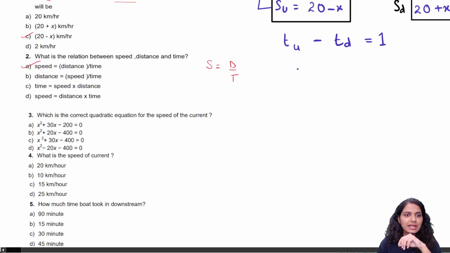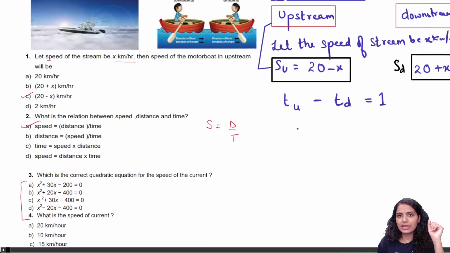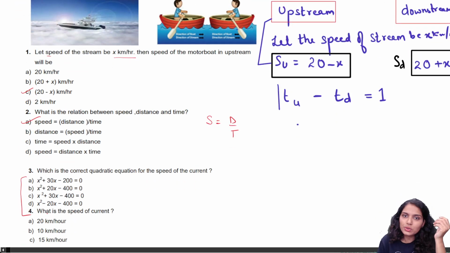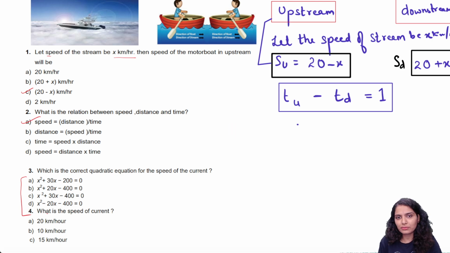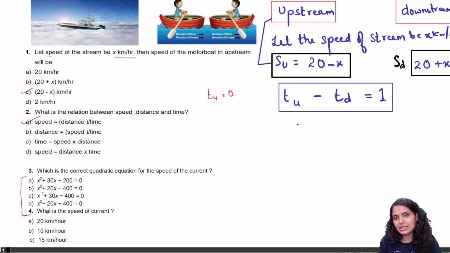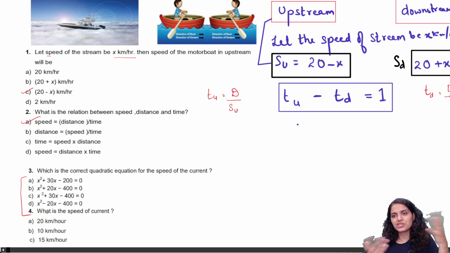Okay, let's see the next. Now we have to check for the equation, and that can be solved if we use this information and write our equation. So TU will be distance for upstream upon speed for upstream, and TD will be distance for downstream upon speed for downstream. Anyhow, the distance will remain the same, so there is no point of writing DU or DD. Correct? So I can just write it as D.